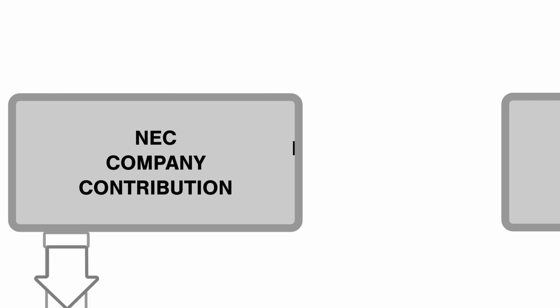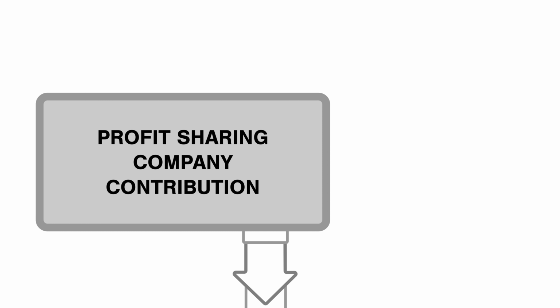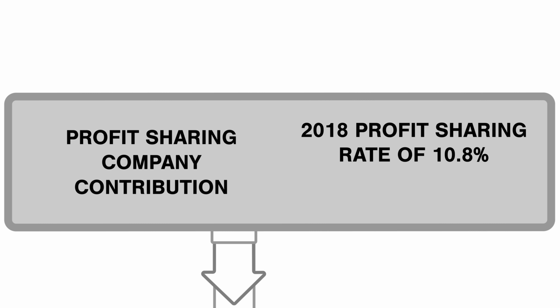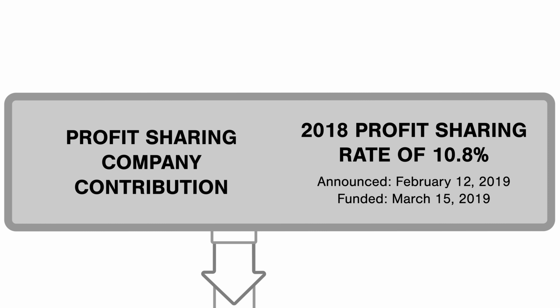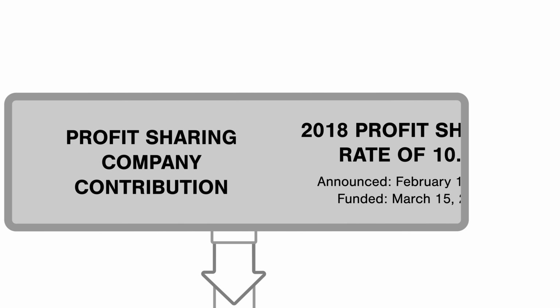The company's profit-sharing contribution is based on the annual profit-sharing rate. Traditionally, annual profit sharing is announced at the first Southwest rally of the year, which is usually February. It's a function of the company's adjusted net profits divided by the number of eligible employees. The 2018 profit-sharing rate of 10.8% was announced on February 12, 2019, and funded March 15, 2019. The company has chosen Empower as the custodian for this account.